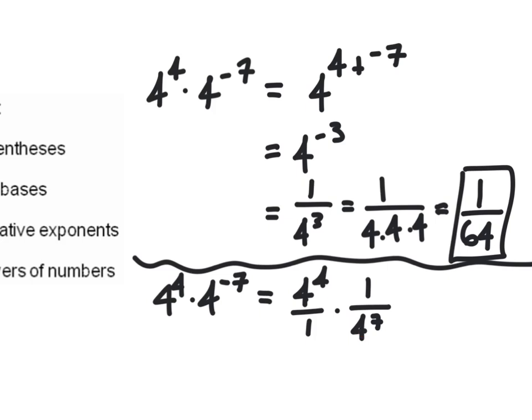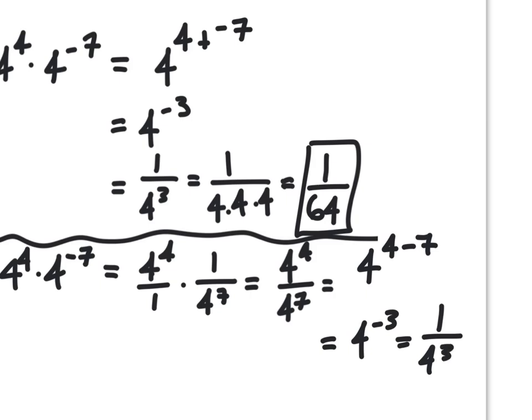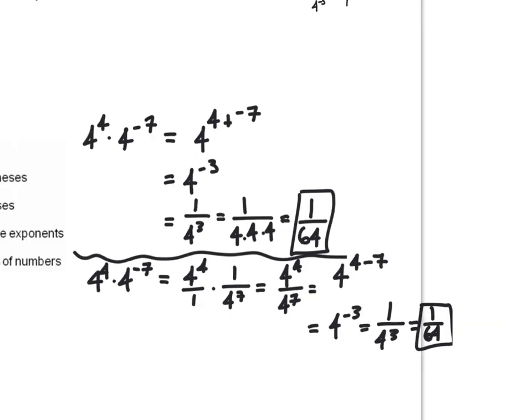So then I can rewrite this as 4 to the 4th over 4 to the 7th, which I would then subtract my exponents. And so you get 4 to the 4 minus 7 power, which gives you 4 to the negative 3, which then gives you 1 over 4 cubed, not to the 4th, 4 cubed, and that would equal 1 over 64. So, guys, there's a number of ways of doing this.